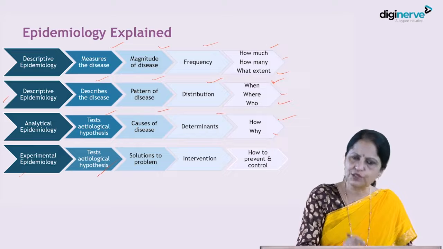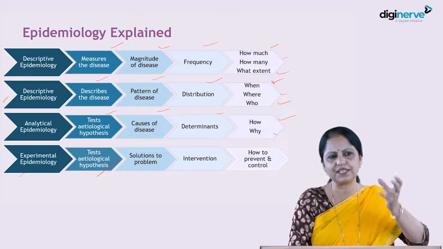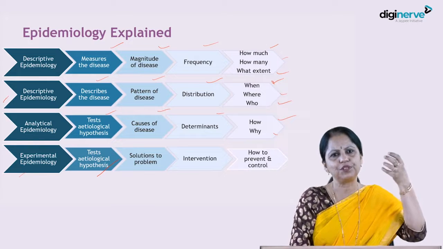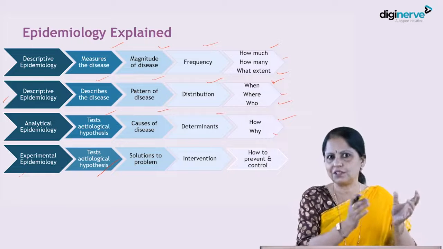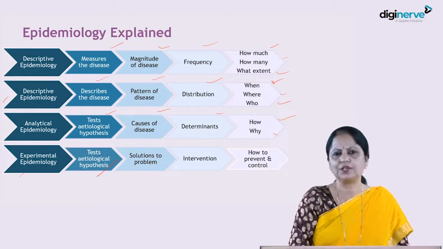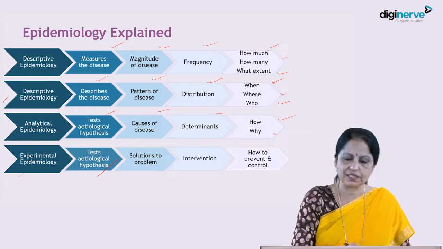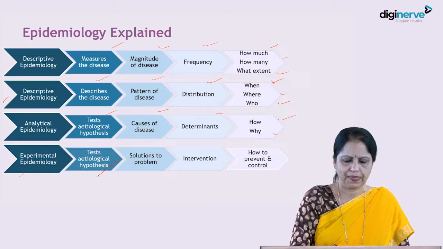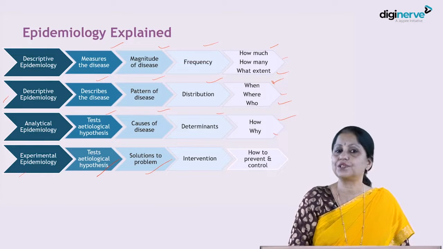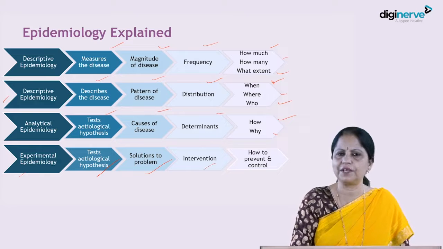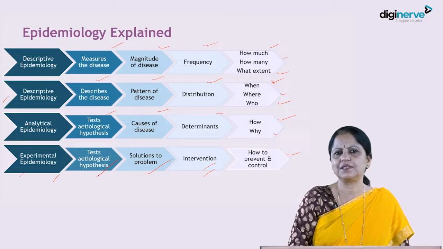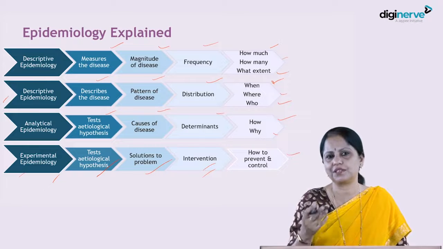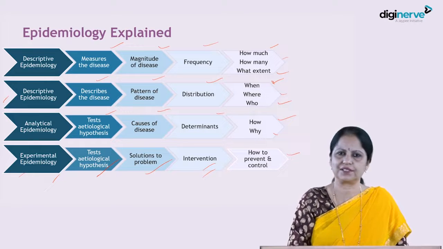So this also tests the hypothesis. Like if we say this causes it, and now if we withdraw it and it does not happen, that means yes, that is the etiology. So this also helps to test the etiological hypothesis. And it also finds out solutions to the problem, as I told you. There is some intervention which is tested by means of experimental epidemiology. And through this we answer the questions of how to prevent and control this disease condition.